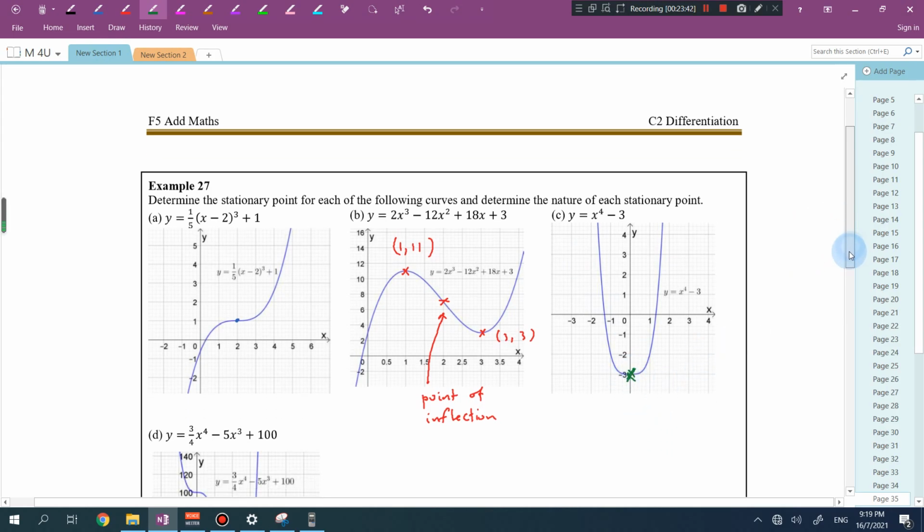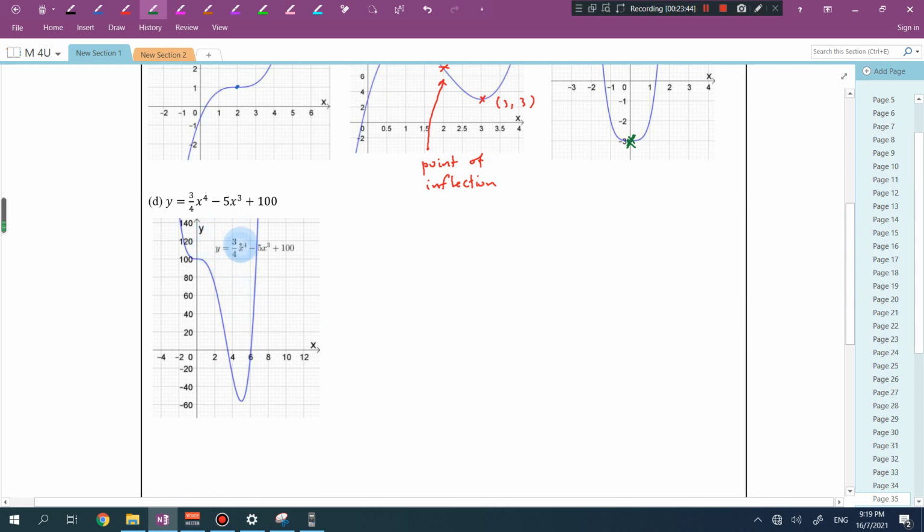This one you can test by yourself. You should be able to get that one of them is a point of inflexion. We have two stationary points over here. One stationary point is the point of inflexion, and another point is over here. These two are stationary points, but this is a point of inflexion, and this is a local minimum or minimum point. This one you can try on your own. Now let me explain one more example.